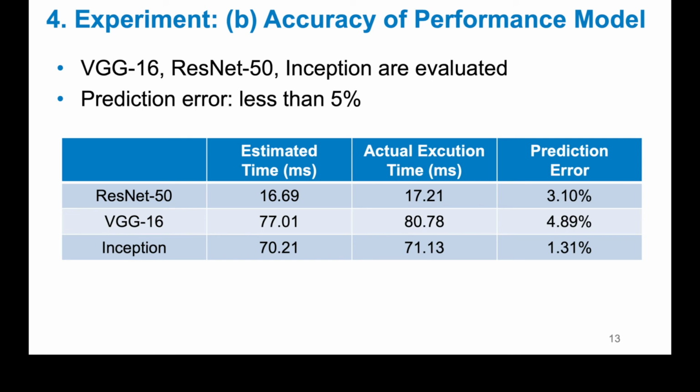Firstly, we test the accuracy of the performance model on VGG16, ResNet 50, and Inception. The result is illustrated on the table. The prediction error is less than 5% on these three models, so it's accurate enough for estimating the hardware performance.